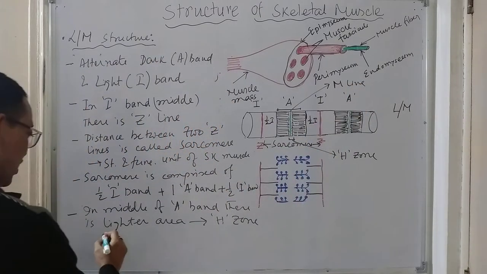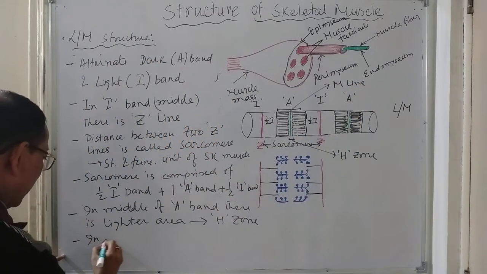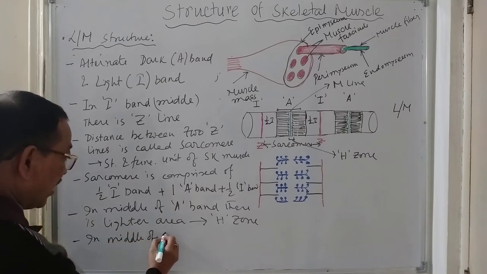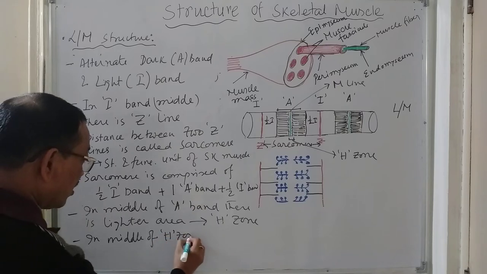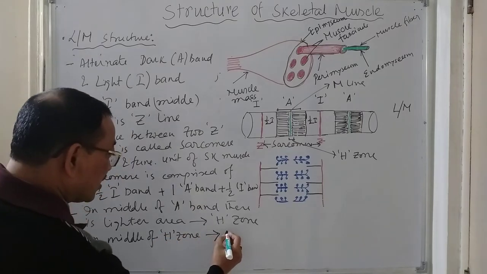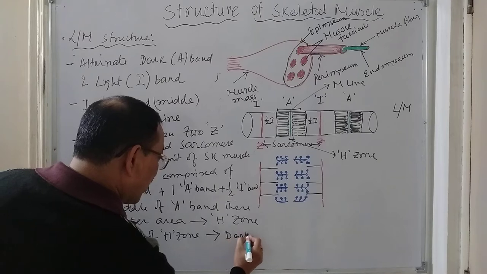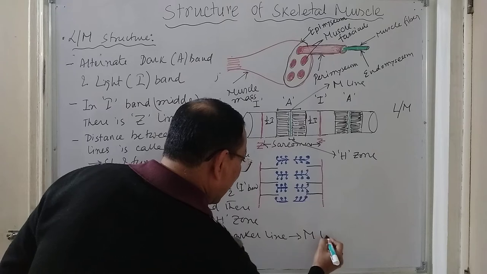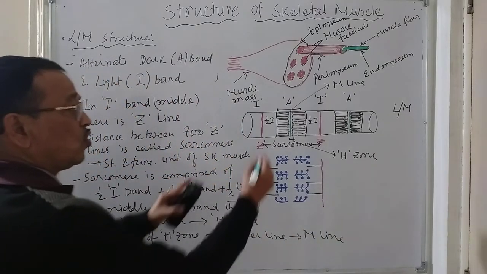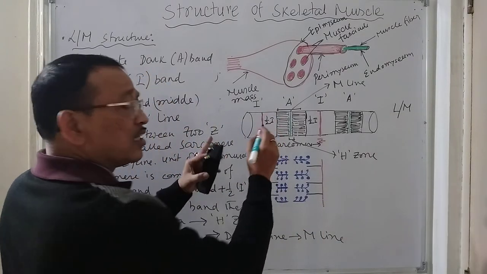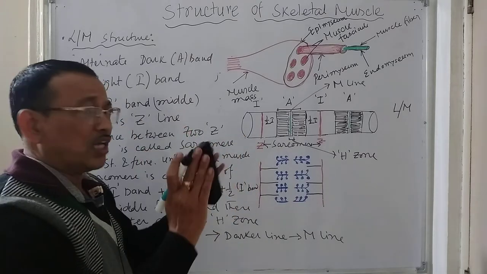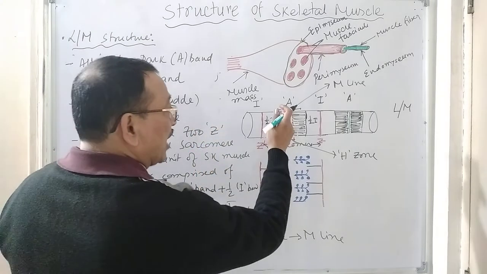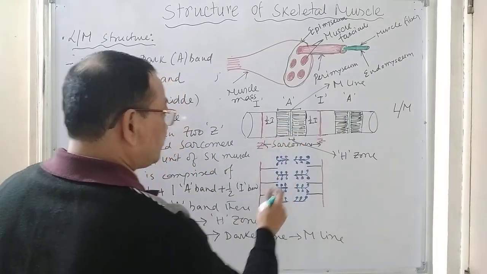In the middle of the H zone, there is a comparatively darker line, which is known as the M line. So the Z line is the darker line present in the middle of the I band, and the M line is the darker line present at the middle of the A band.